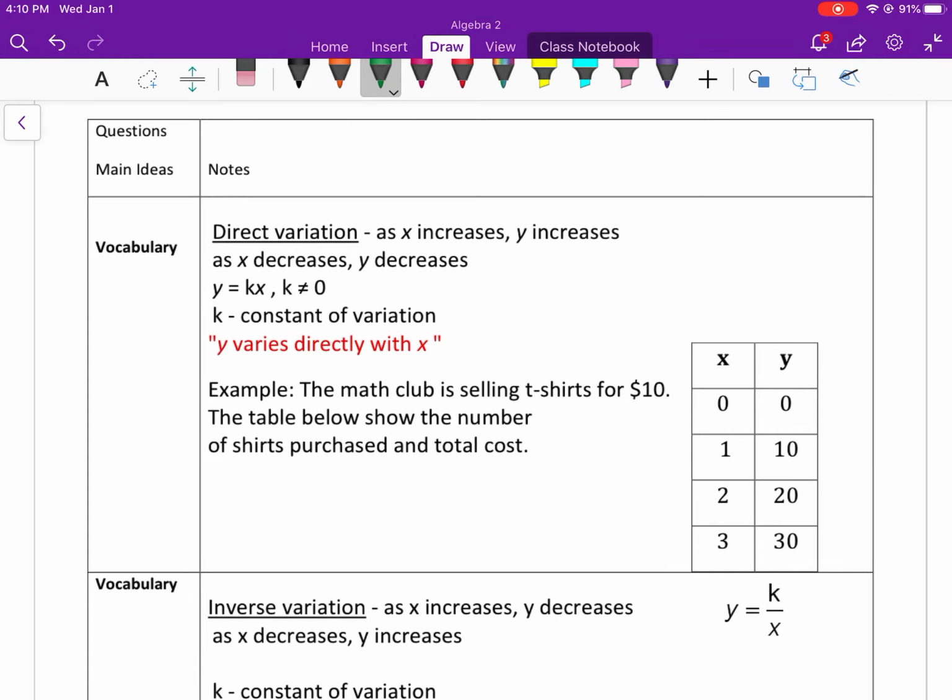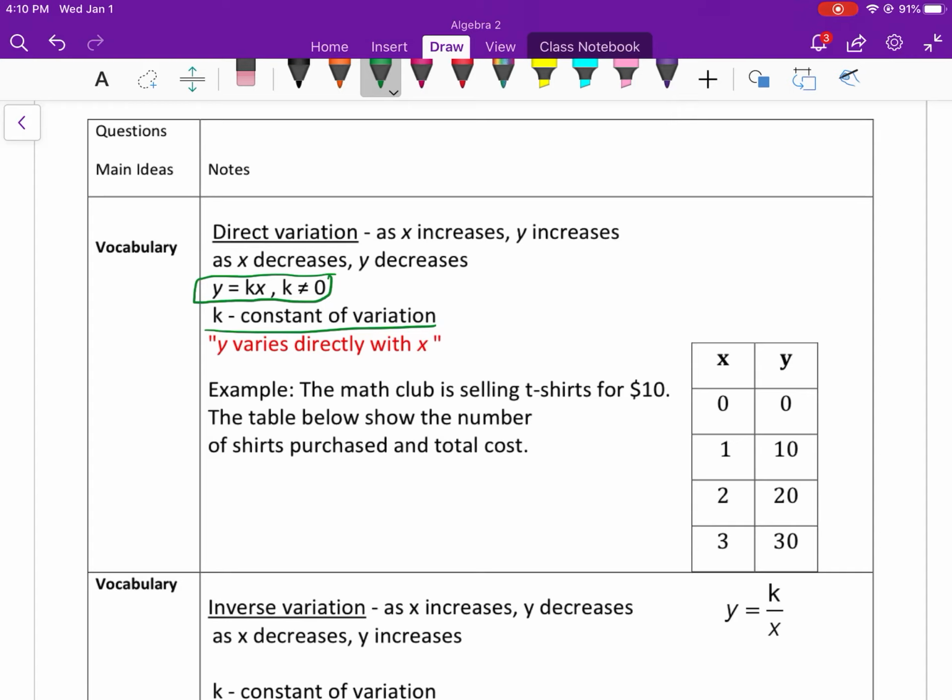Y equals k times x. K cannot equal 0. So this is your standard direct variation equation, which might look familiar. K is called the constant of variation. A direct variation is a linear relationship because it changes at a constant rate.